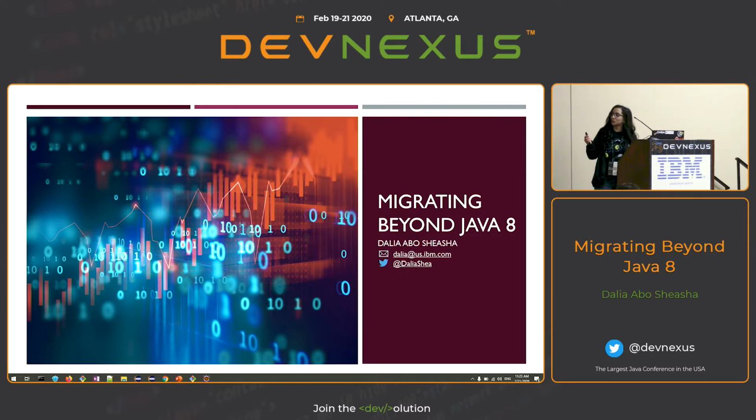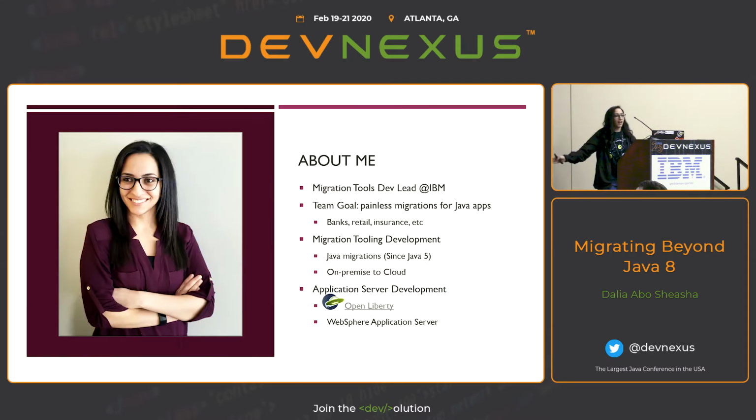First, I'd like to do a little bit about me. I'm Dalia. I am the migration tooling dev lead at IBM. We do a lot of migration tooling. We help people in the retail industry, in banking, all those folks migrate because it's not an easy task. If you work for any of those categories, you know it's a pain. You have hundreds of applications and you need all the automation you can get. So our goal is let's make that process as painless as possible. And the way we do that is by tooling. So we develop tools to help people that are migrating.